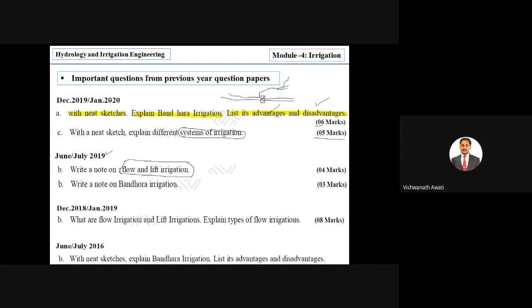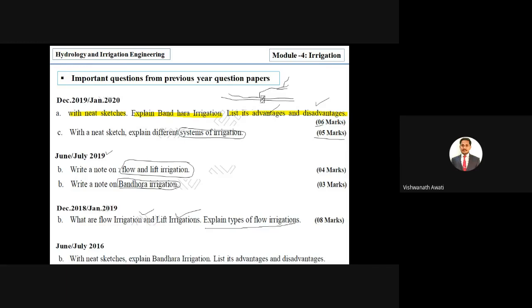Next, in the same year, write a note on Bandhara irrigation. It is a spelling mistake. It is not O, it is A. Bandhara irrigation. It is for 3 marks. Next, in 2018 and 2019, what are flow irrigation and lift irrigation? Explain the types of flow irrigation.